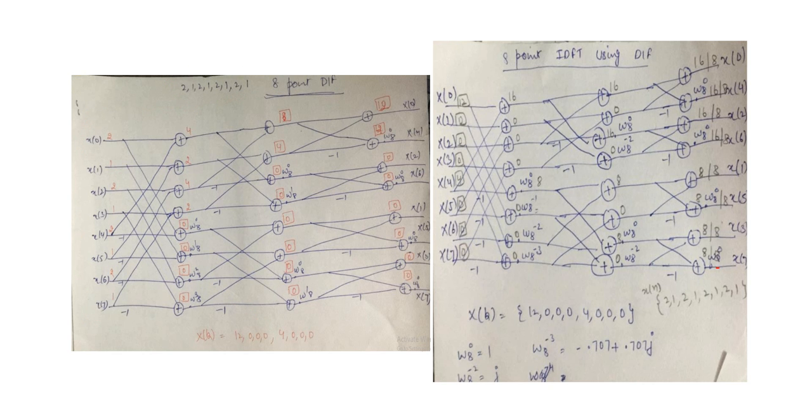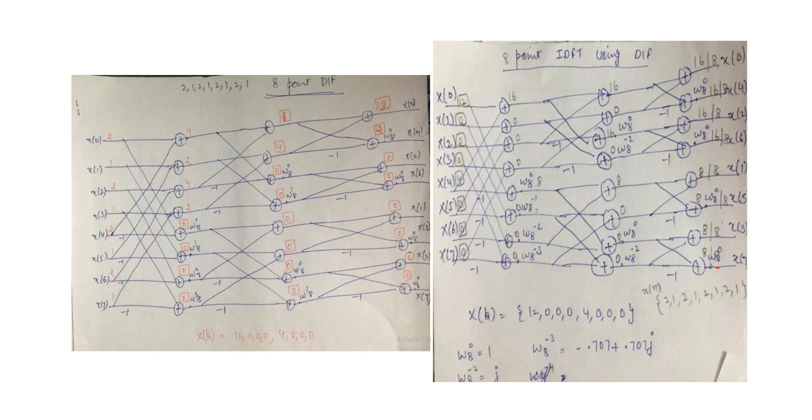Here 2 is coming and this 2 is added with this 2, which is 4. 1 is coming, this 1 is added with this 1, 1 plus 1 is 2. 2 plus 2 is 4. And this 1 added with this 1, 1 plus 1 is 2. Next, do the calculations for the odd points.